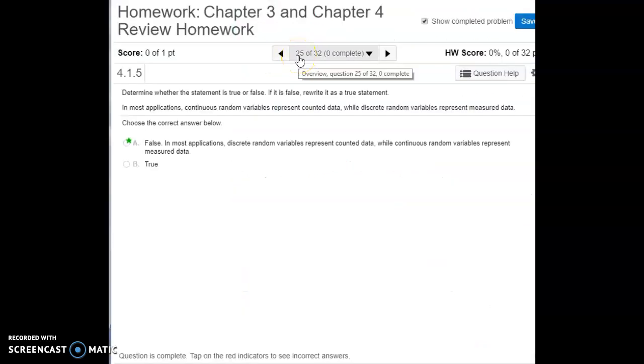And as a decimal, 1 is equivalent to 100%. So all the different probabilities sum up to 100%. Number 25 is emphasizing the point that in most scenarios and applications, discrete random variables represent counted data. An example would be, how many pets does the average household have? That's something you can count, either 0, 1, 2, and so on. While continuous random variables represent measured data. An example would be, what does the average Labrador dog weigh? You would have to measure that using a scale.